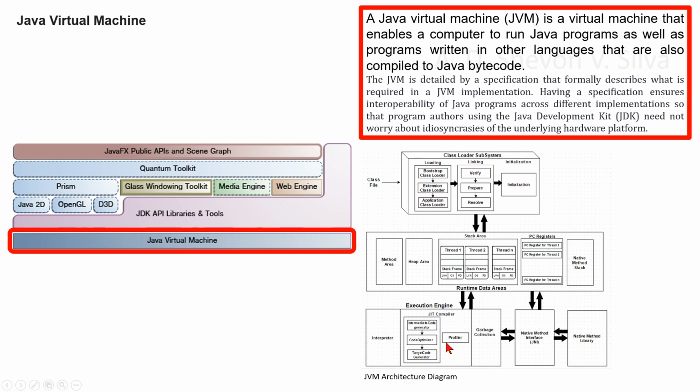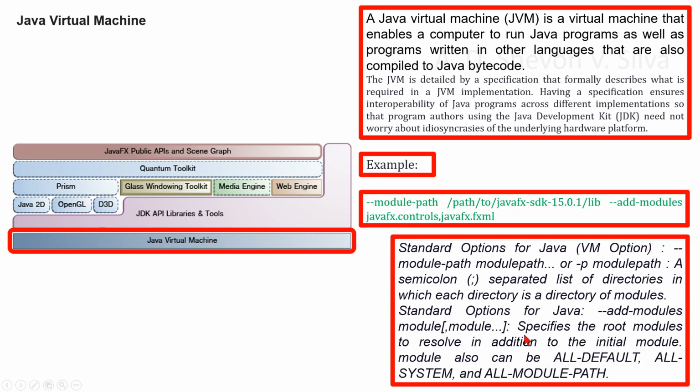Interpreter, JIT compiler, and garbage collector are in the execution engine. In the JIT compiler, the intermediate code generator is connected to the code optimizer. Code optimizer is connected to the target code generator, and the profiler is also in the JIT compiler. And the execution engine interacts with the native method interface. Native method interface interacts with the native method library.